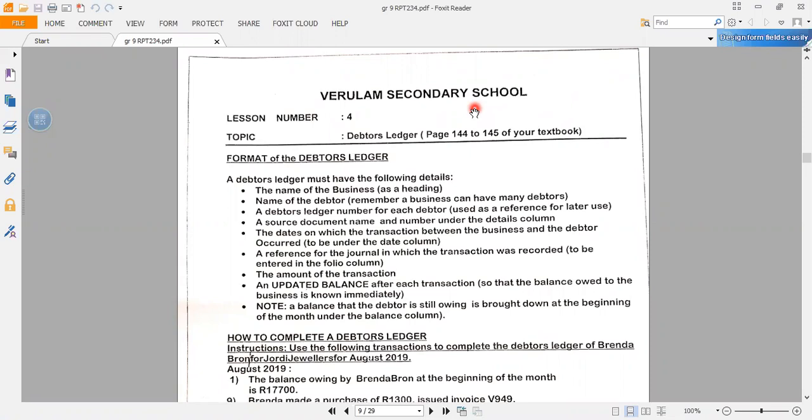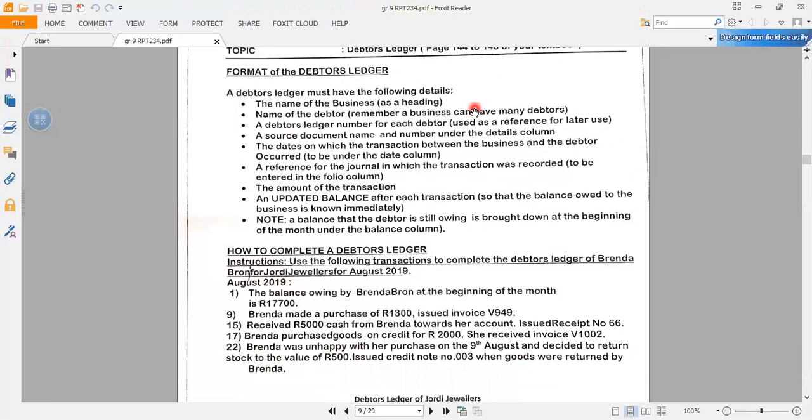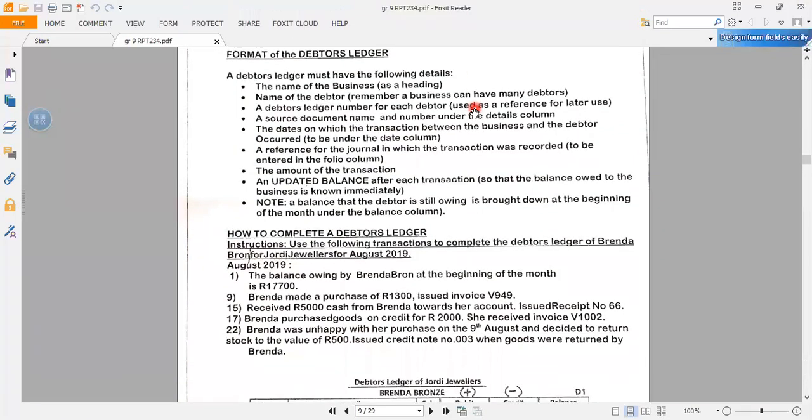The topic is on the debtors ledger, and for this section, you can refer to pages 144 to 145 of your textbook. Let us begin. I'm going to discuss the format of the debtors ledger with you. Everything is nicely explained in the resource pack, so let's look at the format.